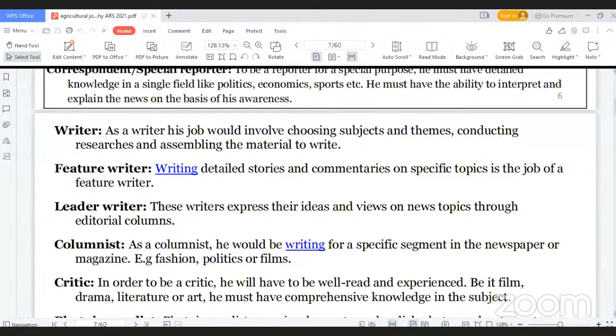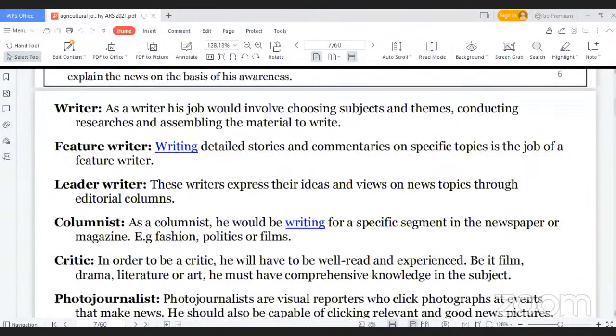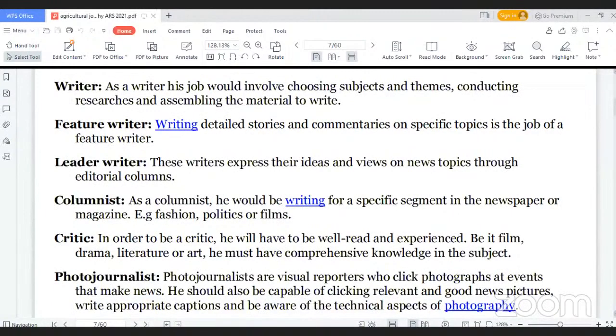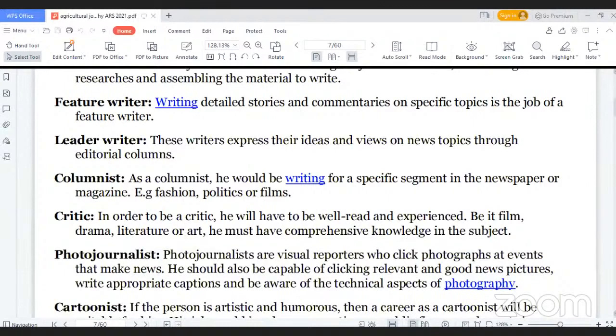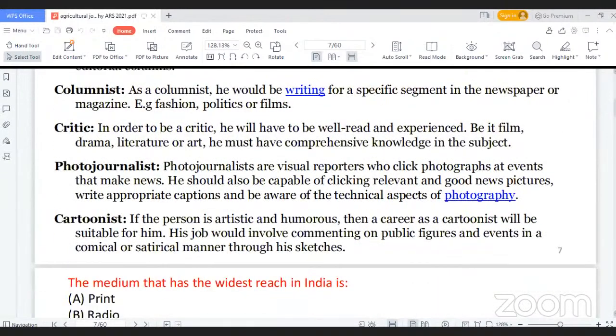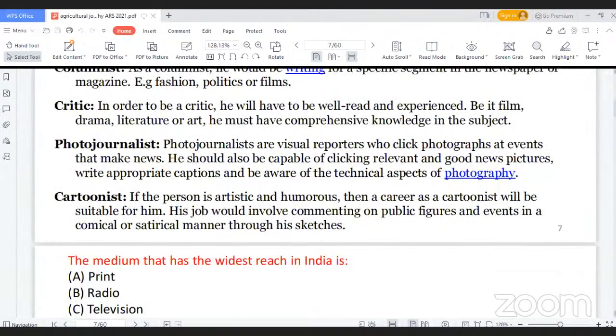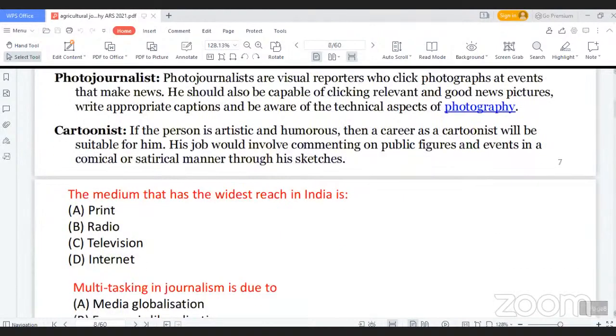The leader writer expresses ideas and views on topics through editorial columns. There are 5 to 6 editorial columns in the middle of the newspaper. Some persons write there. That is called a leader writer. A columnist writes for a specific segment of the newspaper, as I told you, in politics, fashion, films, entertainment, economics. Then critics critically evaluate things, maybe drama, literature, film. Photojournalists are visual reporters who click photographs at events that make news. Cartoonist, you know about.